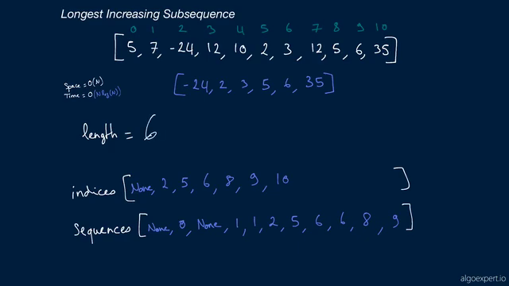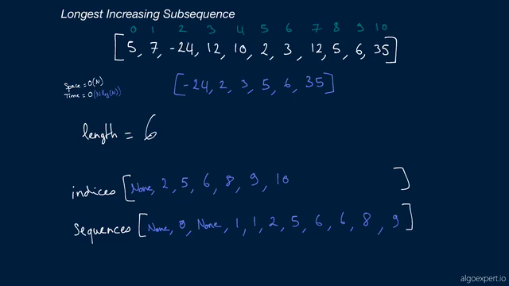All right. And so now if we want to build up our array, we just start by saying, okay, we end with 35. And we end with the number stored at length 6, which is 10, which is 35. And then we backtrack through our sequences array.